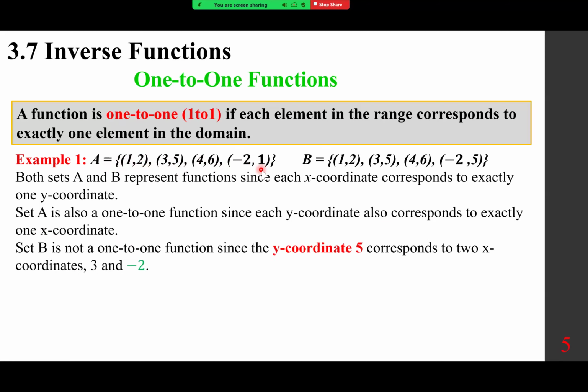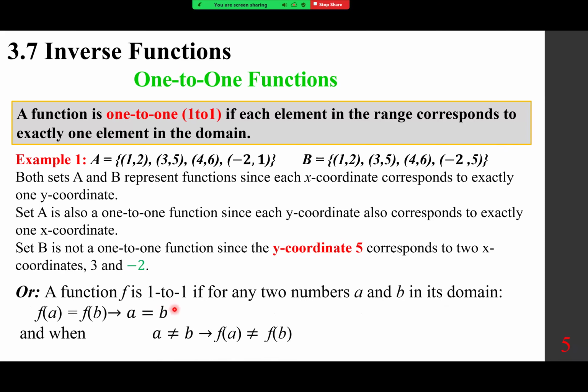On the other hand, set B is not a one-to-one function since the y coordinate 5 corresponds to two x coordinates, 3 and minus 2. So if you look at the y coordinates, this is 2, this is 5, this is 6, so far so good. But now 5, that means the y coordinate 5 is being repeated, and therefore this fails to be a one-to-one function.